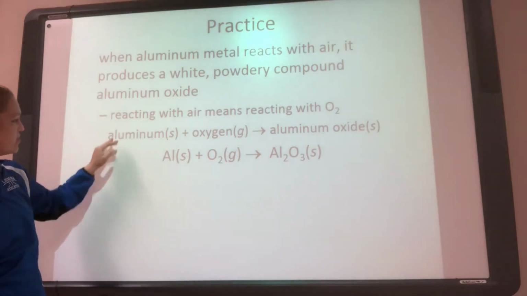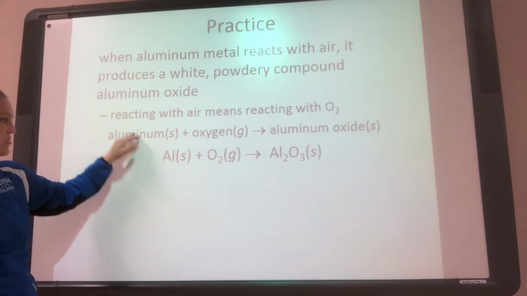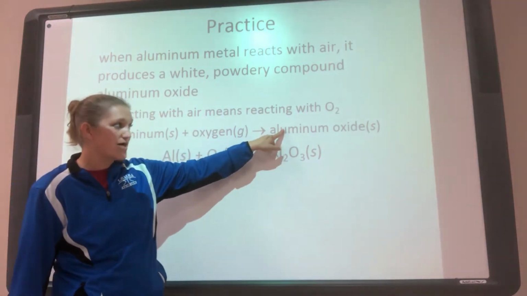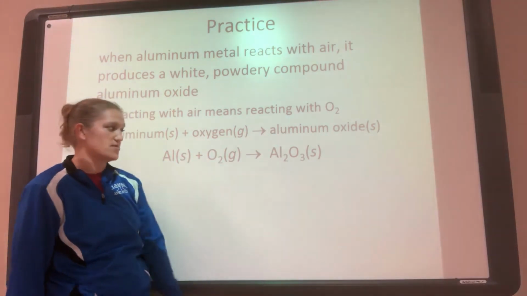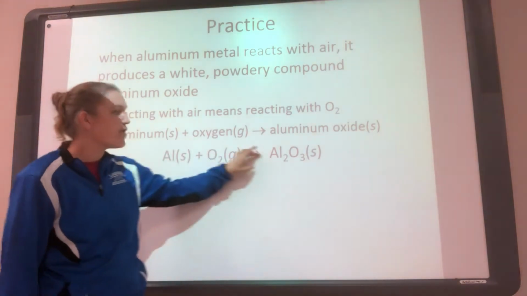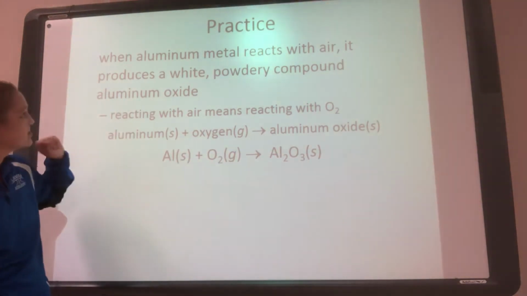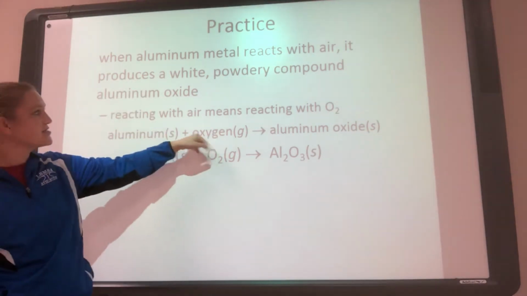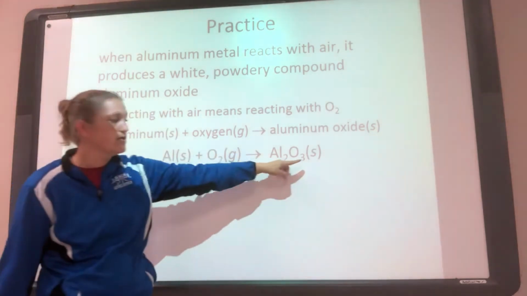Then I have to say, okay, what's aluminum? Aluminum is Al. It's not one of the diatomics. It's just the element. Oxygen, and then I have to be able to write aluminum oxide. If you cannot take aluminum oxide and write it into a formula, you won't be able to do this. So now I have my equation written out with the formulas and the states, because it told me this was aluminum metal. Air is going to be a gas, and then it's going to create a powdery compound. If it's a powder, it's a solid.